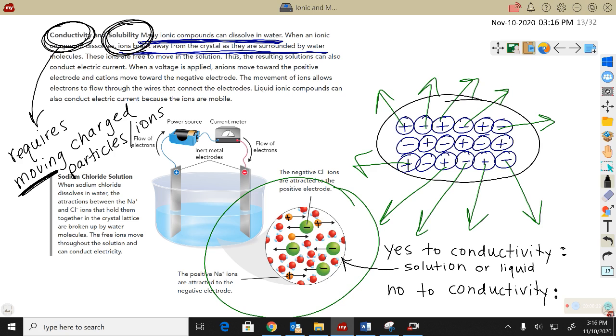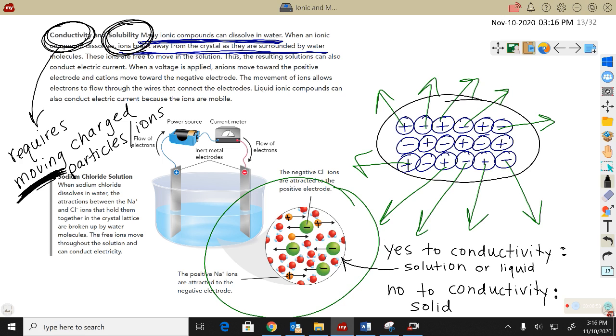When the ionic compound is solid, ionic solids will not conduct electricity. So if I just take a pile of salt and put a conductivity tester in it, no luck. You will not conduct electricity in the solid phase, because in the solid phase, the ions cannot move. We need moving charges to conduct electricity.